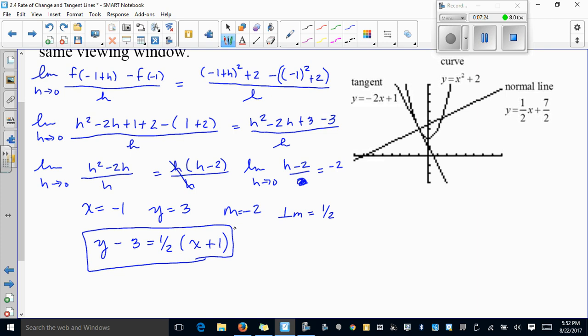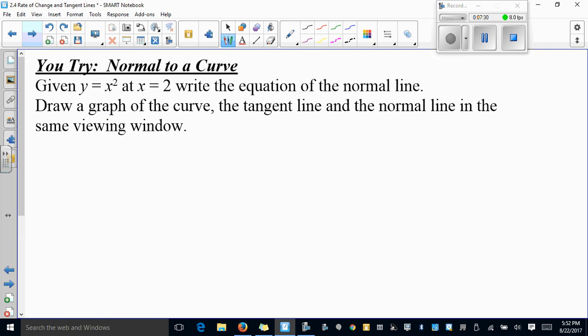Okay, we have one more. I don't have the graph on here. Don't know why. It's not there. So in this one here, before we got a slope of 4. So we just want to verify it.